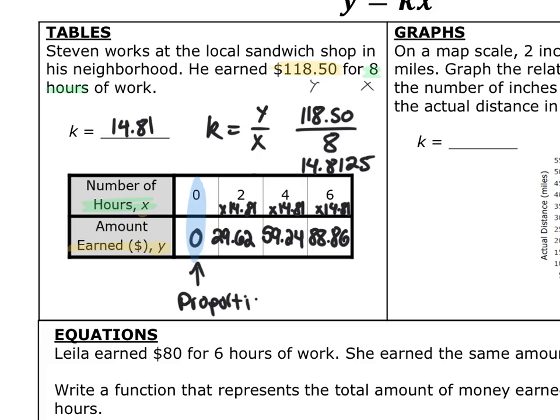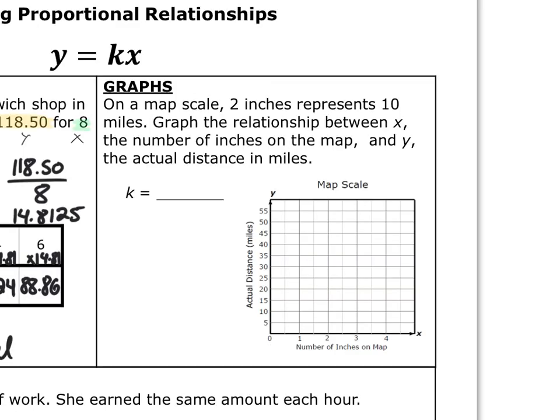The other thing that you should notice when looking at tables of proportional relationships is y divided by x is always constant. So 88.86 divided by 6 is 14.81. 59.24 divided by 4 is 14.81, and so on. Now let's look at a graph. On a map scale, 2 inches represents 10 miles.